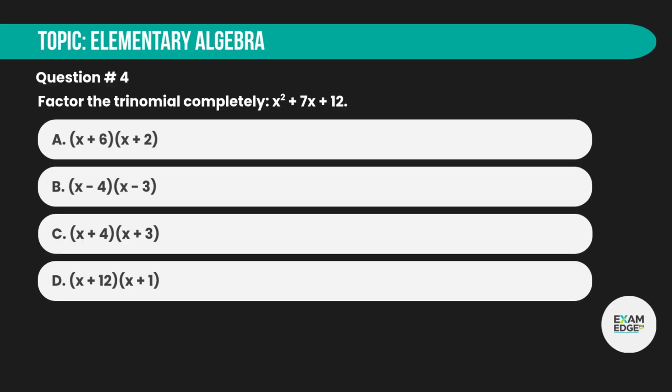Question number 4. Factor the trinomial completely. X squared plus 7x plus 12. A. X plus 6, x plus 2. B. X minus 4, x minus 3. C. X plus 4, x plus 3. D. X plus 12, x plus 1.